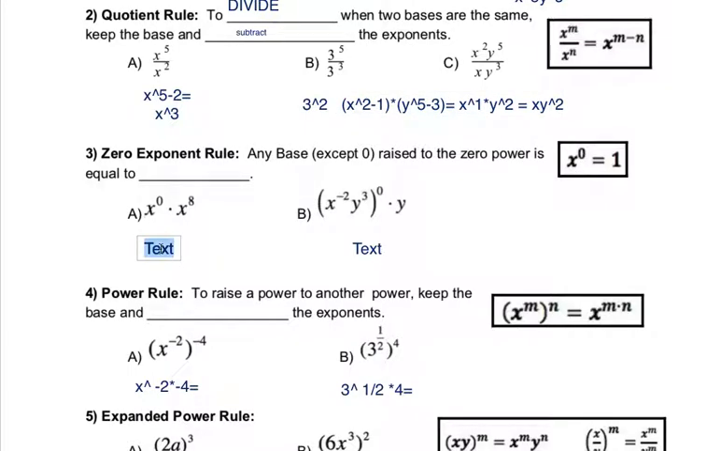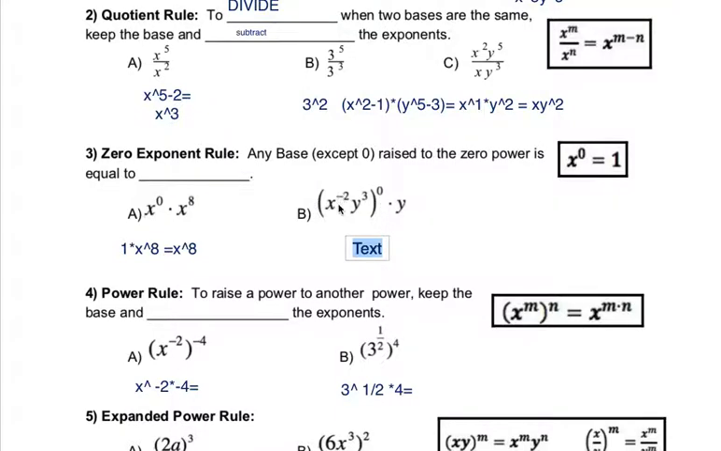So with this first example, I have x to the 0 times x to the 8th. And you could use your product rule here. X to the 0 plus 8 would just be x to the 8th, or you could recognize that this is equal to 1, and I could do 1 times x to the 8th, which just equals x to the 8th. Same thing for this next example.